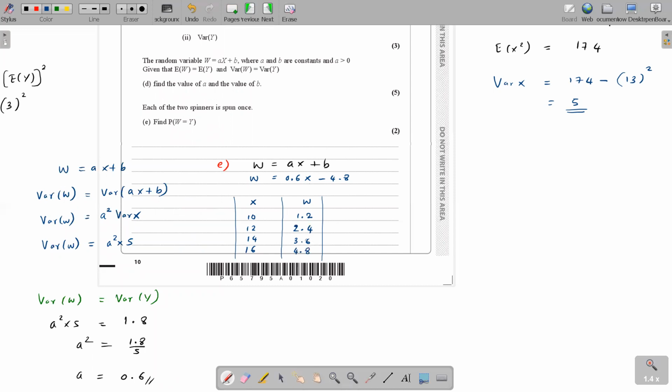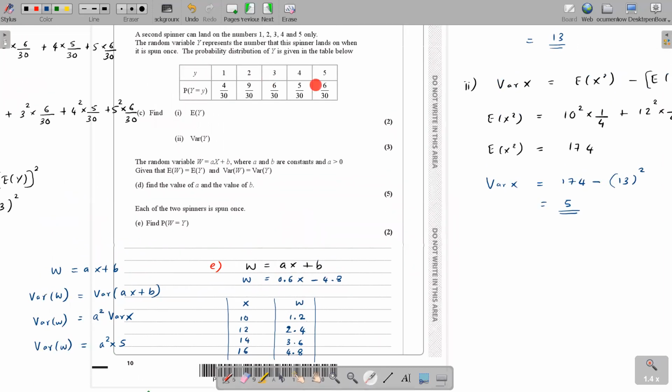Okay, so what do you see here, children? Now you are spinning the two spinners. The W value. So you are comparing the W value and the Y value. The W values are 1.2, 2.4, 3.6, and 4.8. And then your Y values are 1, 2, 3, 4, 5. So, are they becoming equal? W value and Y value, do we have a case where W becomes equal to Y? W values are 1.2, 2.4, 3.6, 4.8. Non-integer values. While this guy is all integers, whole numbers.